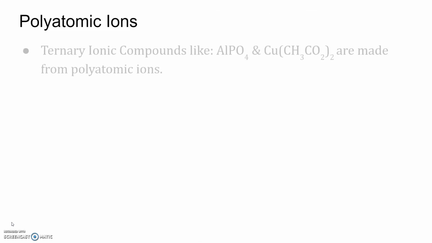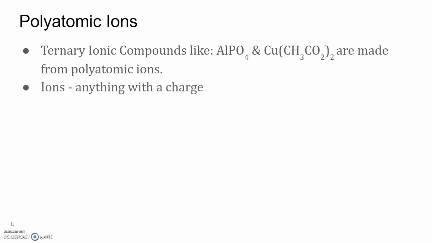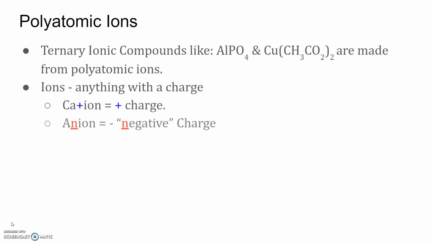Okay, so how is this relating to this topic of polyatomics? Ternary ionic compounds, like the ones you've seen in the previous example, are made from polyatomic ions. So what is an ion? Remember, an ion is anything with a charge, and it can be a cation, with a positive charge, or an anion, with a negative charge. A good way to remember cation versus anion: the word cation has a T in it, which looks like a plus sign, and anion has an N in it, which is the letter that begins the word negative. So that's how you can remember the charges of those.